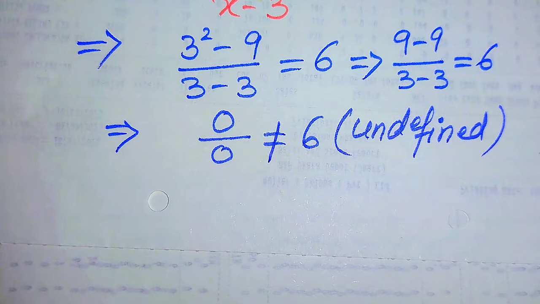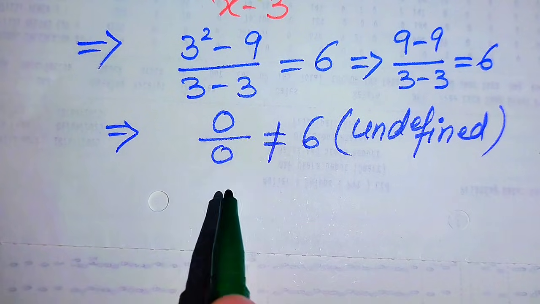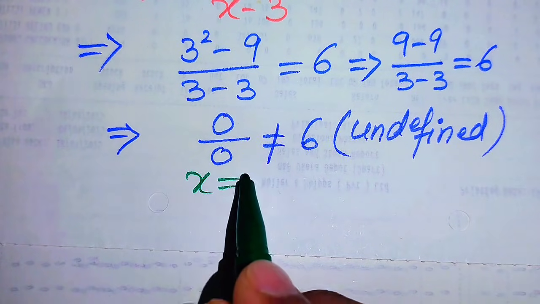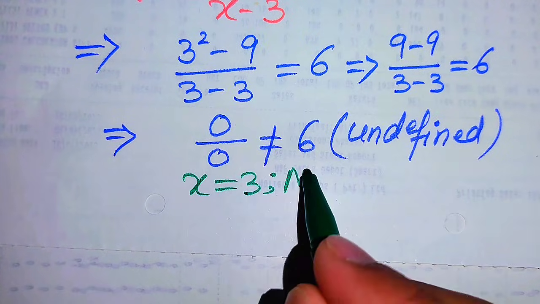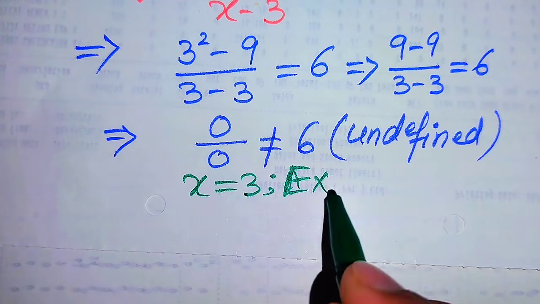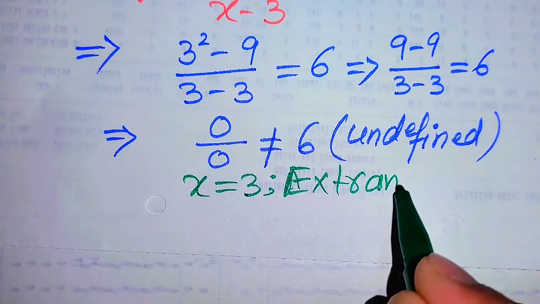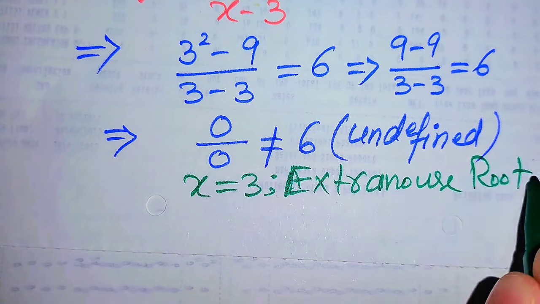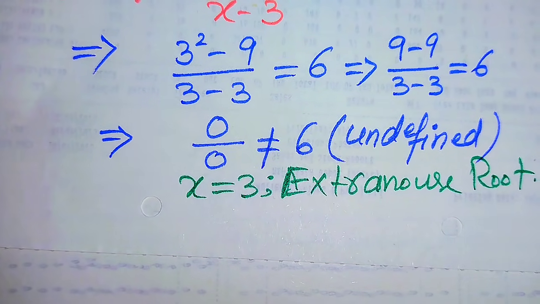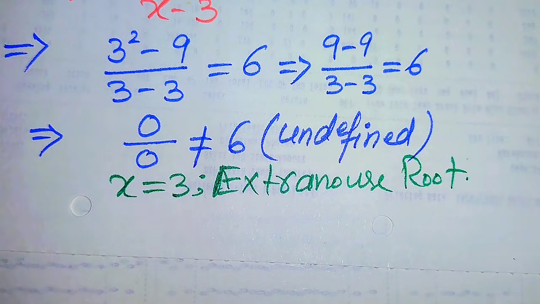And if both of the sides are not equal, this concludes that the value x equals 3 does not satisfy our given question statement. So we call x equals 3 the extraneous root of the given equation. I hope you very well know about that. The roots which do not satisfy our given question statement are called extraneous roots.